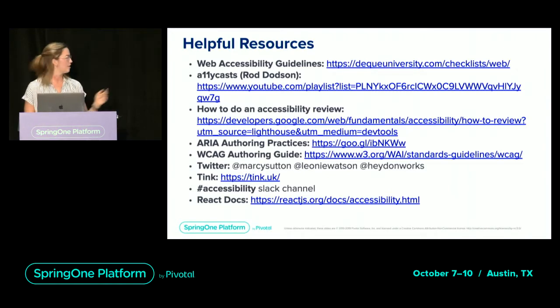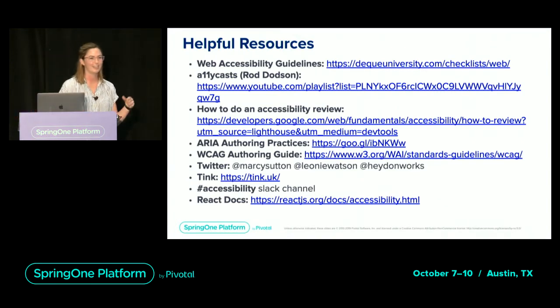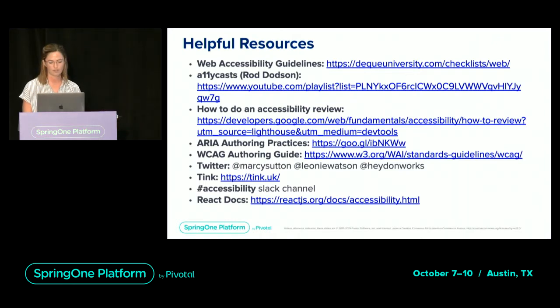Oh, and then the accessibility Slack channel. We have this at Pivotal, and if you don't have it at your organization and you use some kind of internal messaging app, it can be good to foster a community for help with accessibility stuff.